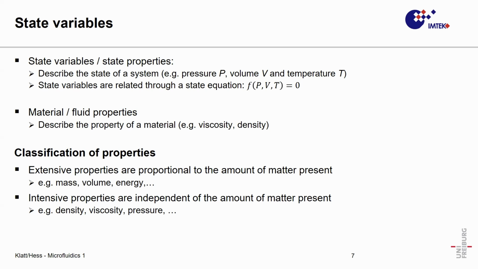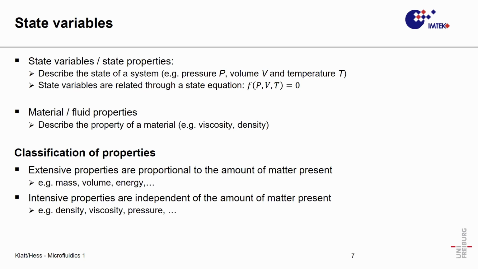And you can now also classify those two property groups. You can classify each property as an extensive property or an intensive property. Extensive properties are proportional to the amount of matter present. So an example would be the mass. And in contrast to that, intensive properties are independent of the amount of matter present. An example would be the density or viscosity. Just imagine you have 1 liter of water. If you add another liter of water, the density of the water isn't going to change. Neither is the viscosity. So intensive properties are independent of the amount of matter present.